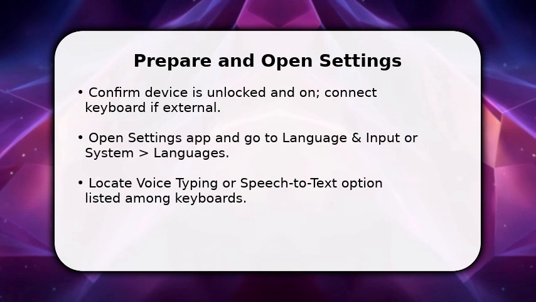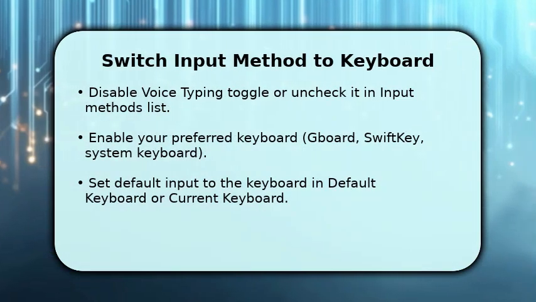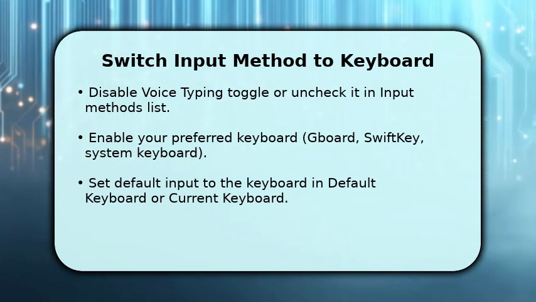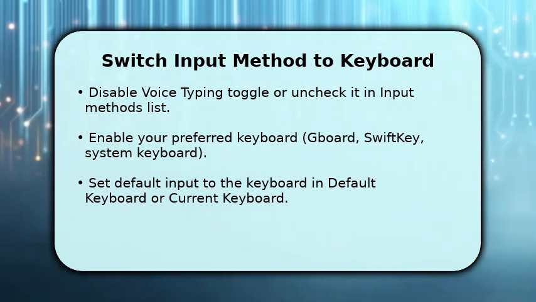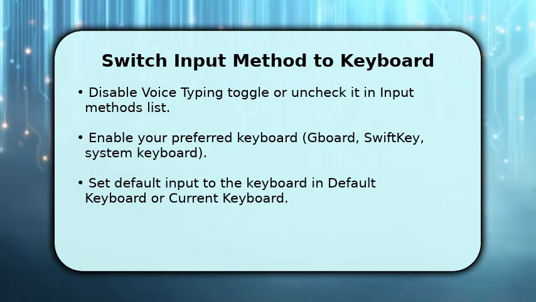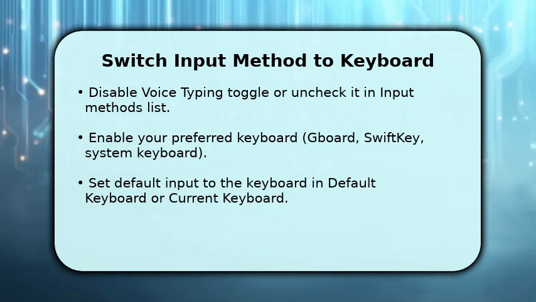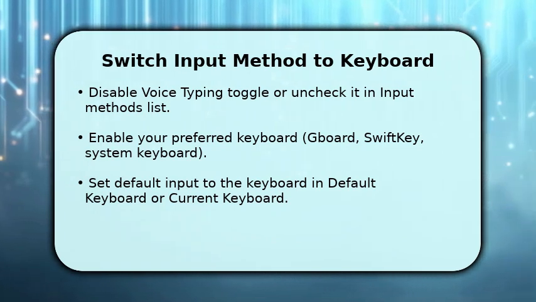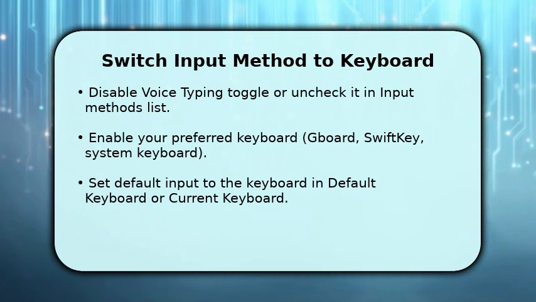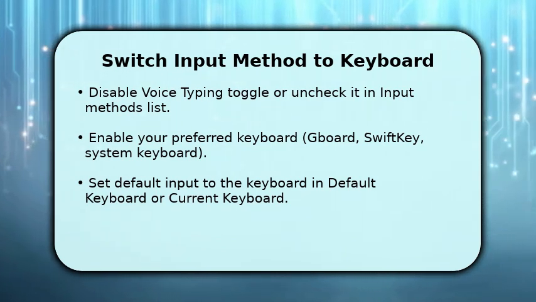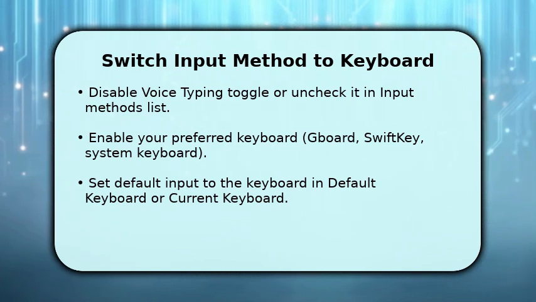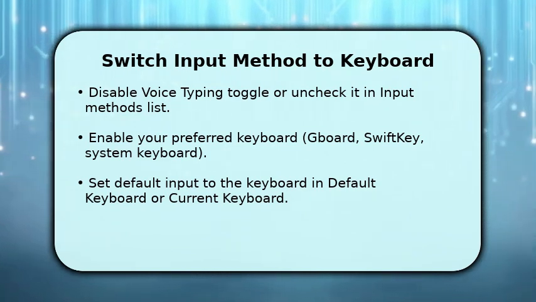Now change the active input method. Find voice typing and disable its toggle or uncheck it in the input methods list because turning it off prevents automatic mic activation. Once done, enable your preferred keyboard, Gboard, SwiftKey, or the system keyboard so it appears in the available list. Then tap Default Keyboard or Current Keyboard and select the keyboard you just enabled. This ensures typing uses keys instead of speech. Make sure to confirm the selection before exiting Settings.